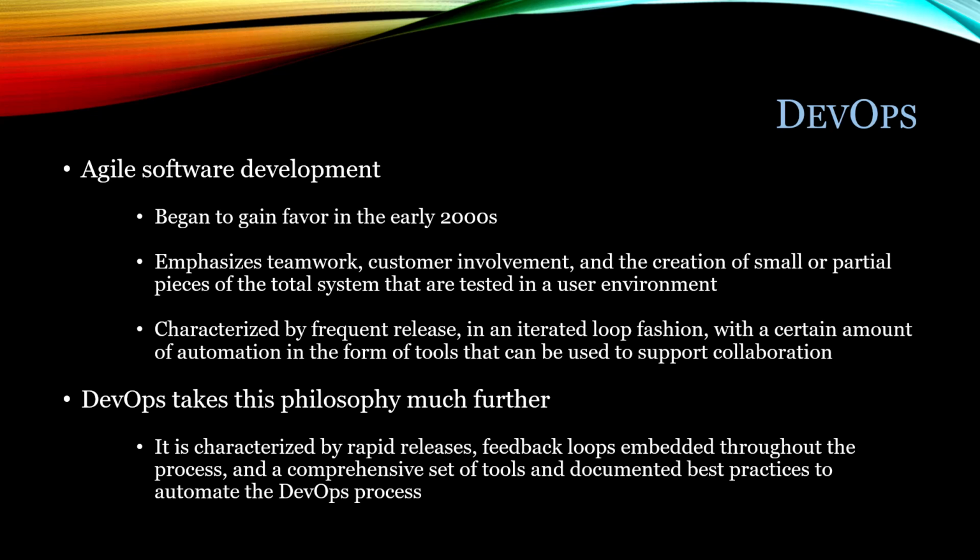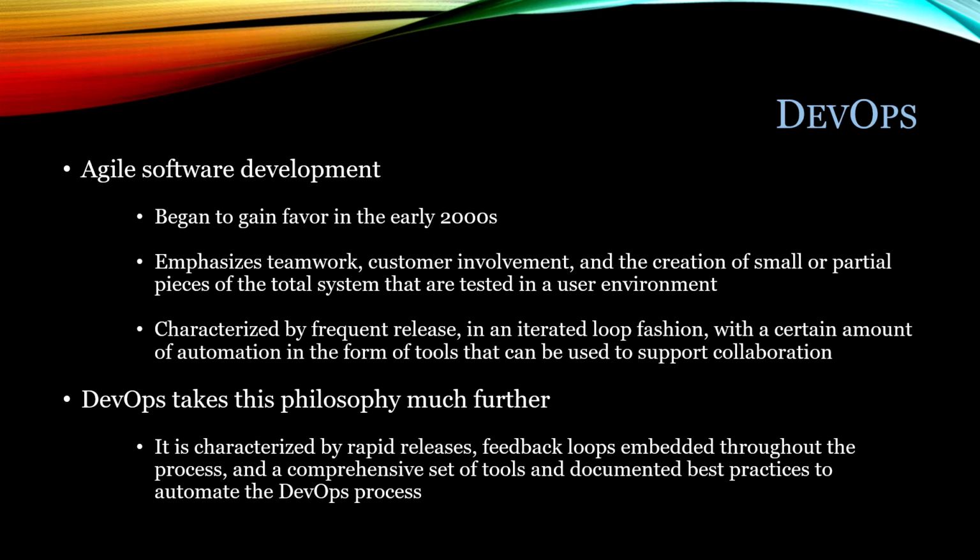DevOps takes the philosophy a lot more in depth. It is characterized by rapid releasing and feedback loops embedded throughout the entire process. Basically, the rapid release allows you to go back and modify, so you might have 2 steps forward, 1 step back, but you can do this more rapidly to develop a much greater product quicker.